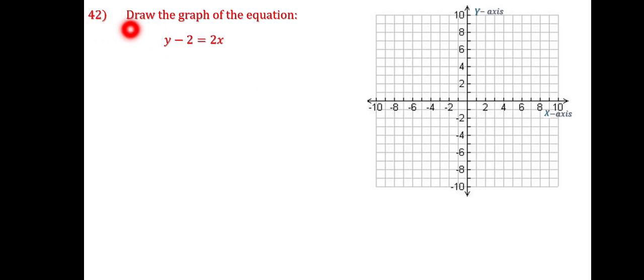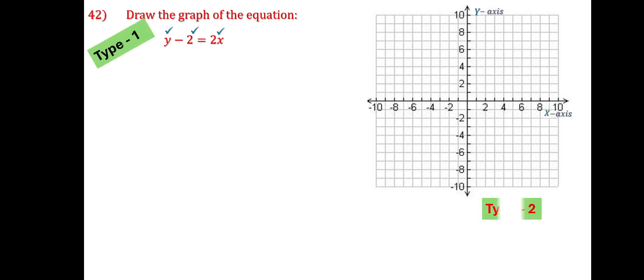Question 42. Draw the graph of the equation. Now, there are two types of graph. Type 1 graph says you will have an x term, a y term, and a constant. Constant means any number, but not 0. It could be a positive number or a negative number. So if you have three terms like this, then this is a type 1 graph.